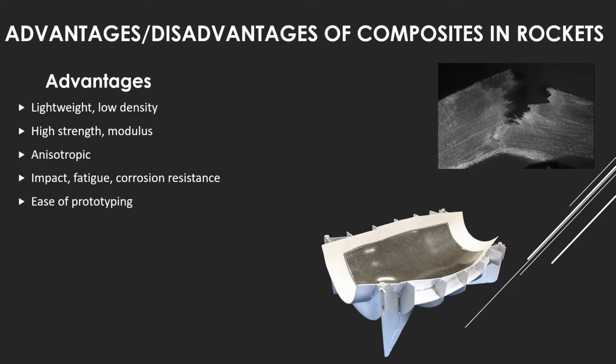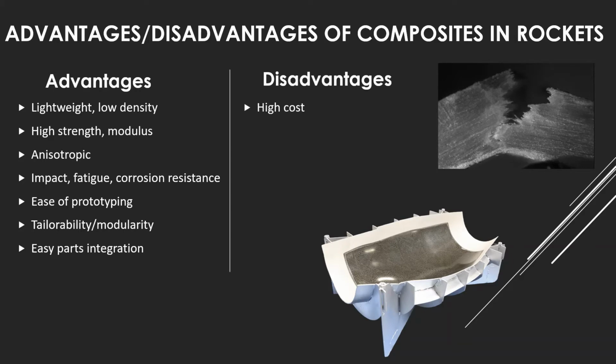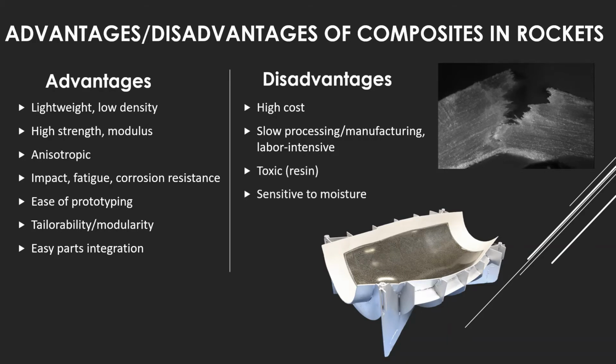And anisotropy is also particularly important because the vehicle's flight trajectory consists of both axial and lateral accelerations, where higher strength in one direction may prove beneficial. And some primary disadvantages are its high cost, resin toxicity, and labor-intensive manufacturing processes.